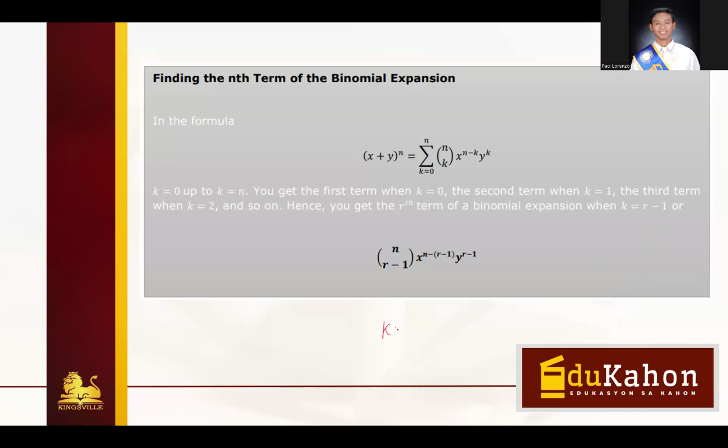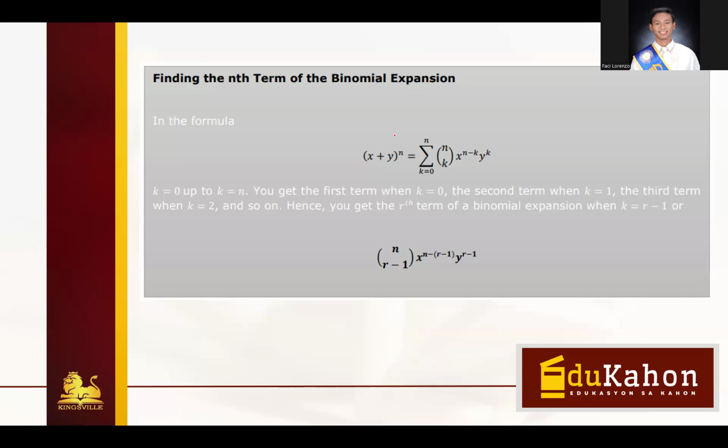So again, if k is equal to 0, you have your first term. And if k is equal to 1, that is your second term. So we need to subtract it by 1 for us to determine the number of terms of your binomial so that it could accurately represent your values for each term. Okay, so that is the nth term of the binomial expansion.